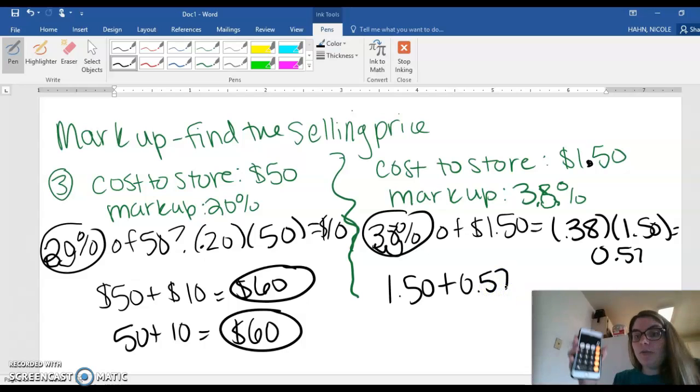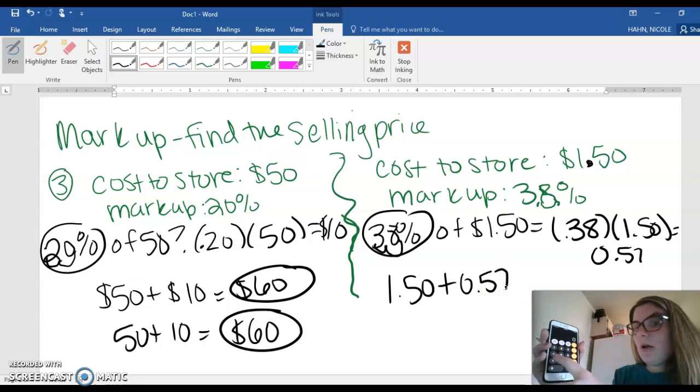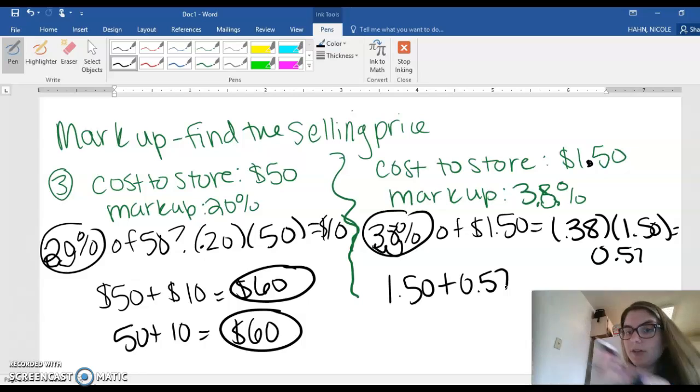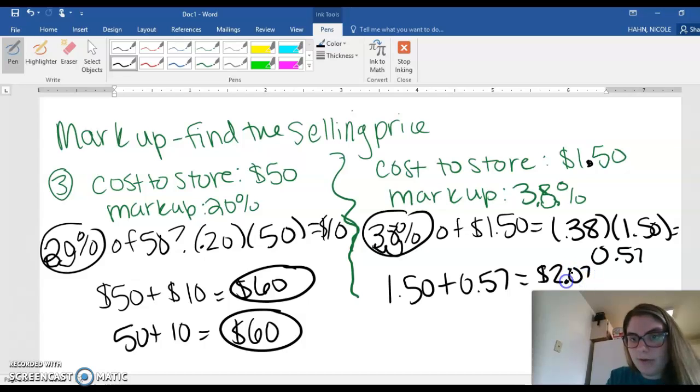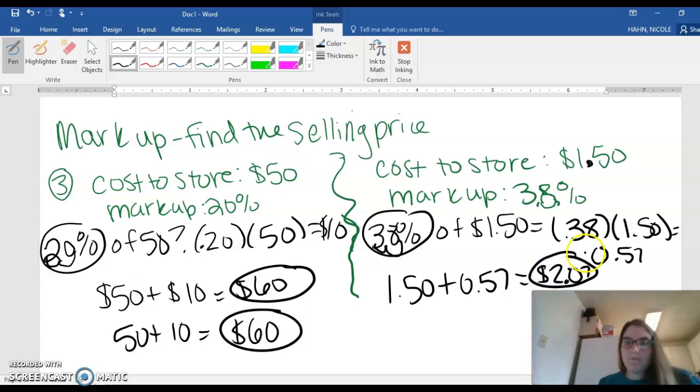So if you're not good with decimals, type it in. 1.50 plus 0.57, $2.07. 2.07, don't forget my decimal. All right, so there's kind of a how-to on how to do discounts and markups.